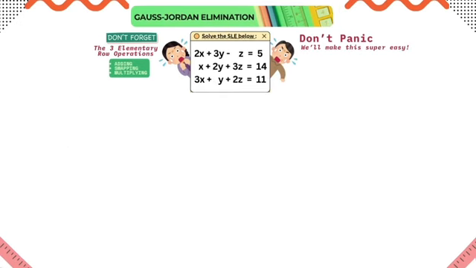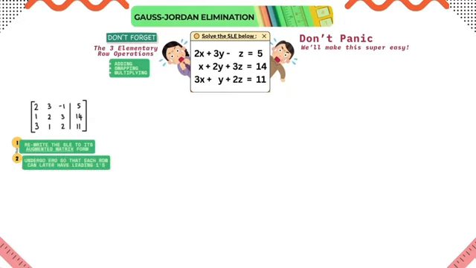Welcome to our step-by-step guide on solving a system of linear equations using Gauss-Jordan elimination. Don't panic, we will make this super easy. First, we rewrite the system of linear equations into its augmented matrix form. Next, we use an elementary row operation or ERO to swap the second and first rows. This helps us organize the matrix for easier calculation.